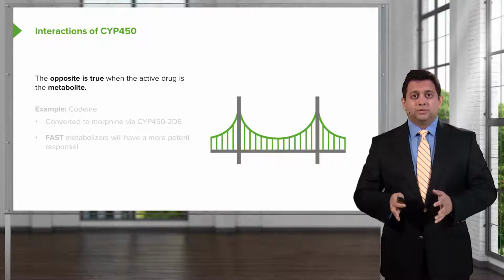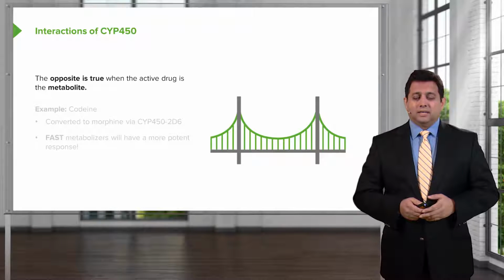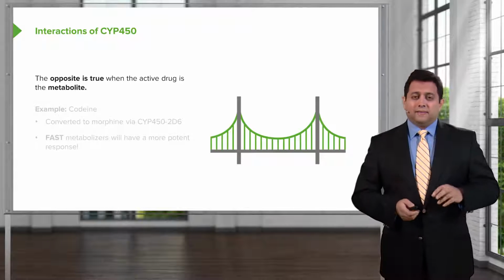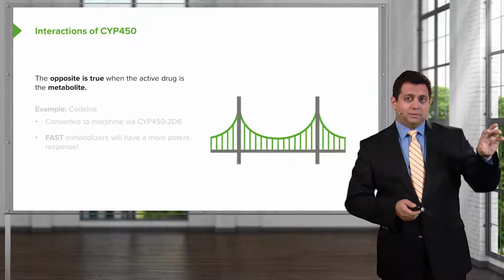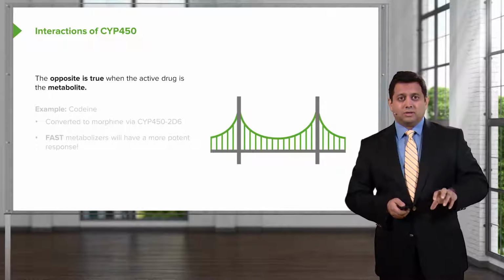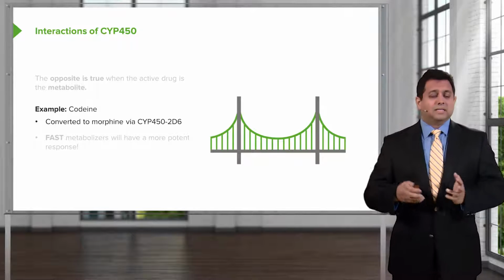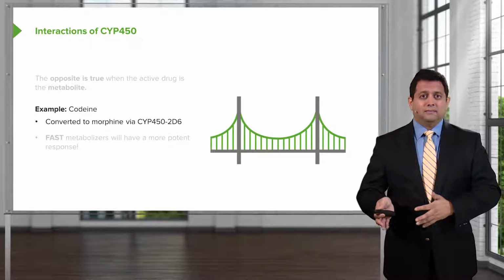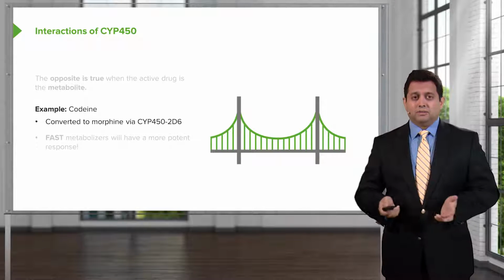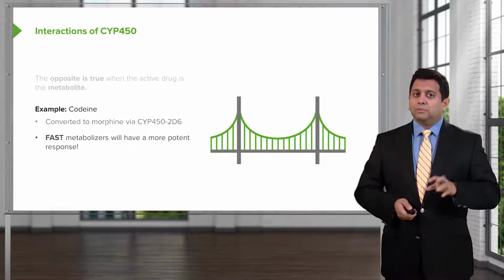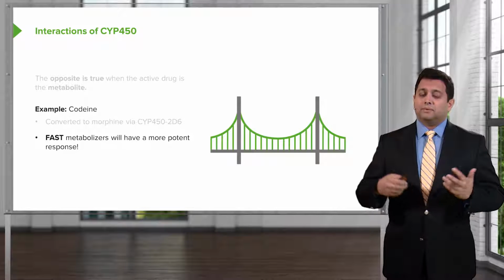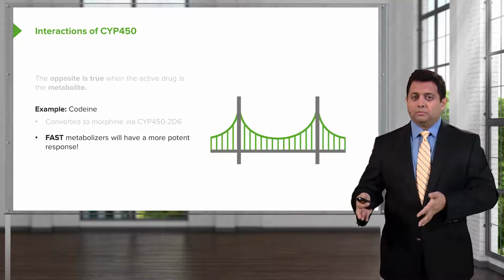The opposite is true when the active drug is the metabolite. So I want you to imagine now that instead of having the active drug as the parent drug, you've got the active drug as the daughter drug. A good example of that is codeine. Codeine is converted to an analog of morphine via this cytochrome system 2D6. So people who are fast metabolizers will have a much more potent, shorter-term response.